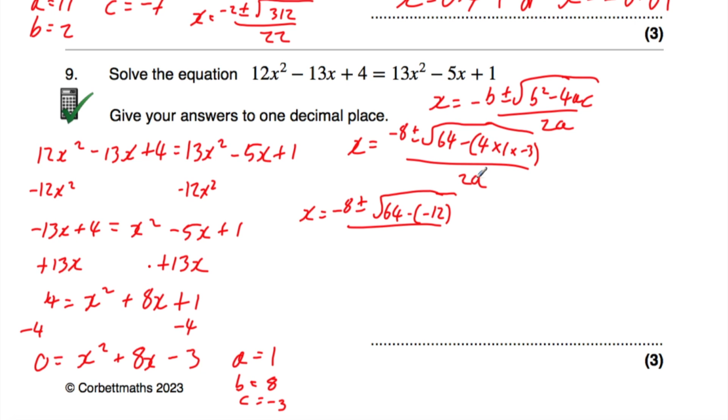And that's all over. Now, actually, I should have substituted in the a here. I should have substituted in the a here and got 2 times 1, which is 2. So 2a would be equal to 2. And then underneath that square root sign, we've got minus 8 plus or minus the square root of 64 minus minus 12. That's going to be 64 plus 12, which is 76, over 2.